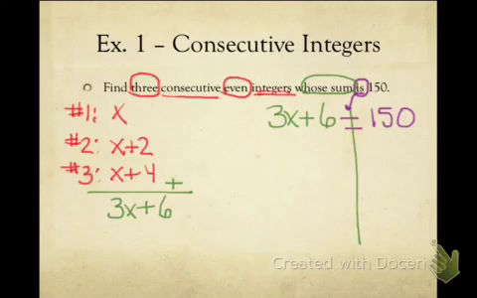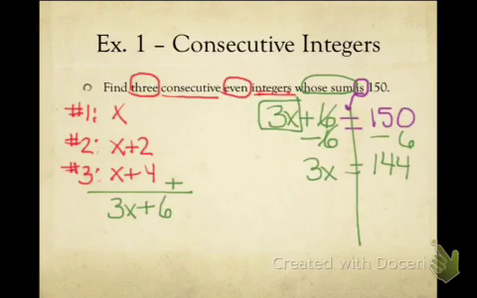So now what we're going to do is solve that equation. There's no parentheses. There's no fractions. I can't combine the 3x with 6, so I'm going to box my variable term. I'm going to subtract 6 from the other side, and I get 3x equals 144. And then again, we take 144 and divide it by the coefficient of the x, which is 3, and we end up with 48.